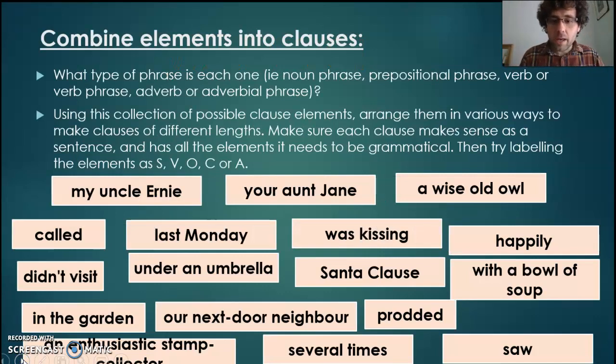What you might want to do is pause the video here and play around with those different areas and turn it into different clauses, okay? Some of those things, your Aunt Jane, for example, could be the subject, could be the object, could be the complement. It depends where they're put in that sentence.